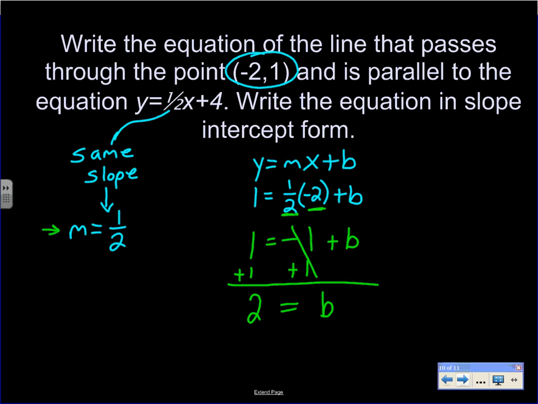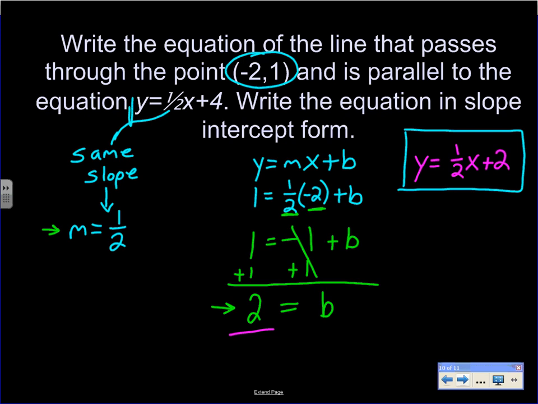Now that we have the slope and the y-intercept, we can go ahead and write our equation. y is equal to 1/2 x, and b is a positive 2. So let's look at the equation we just wrote and the equation that they gave us. Both of them have a slope of 1/2, and they have a different y-intercept. So they are going to be parallel.